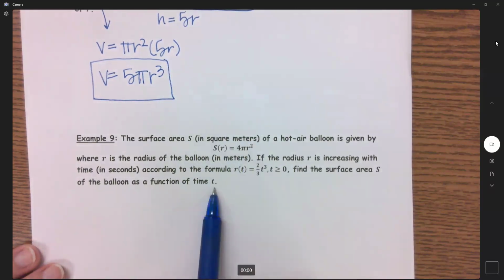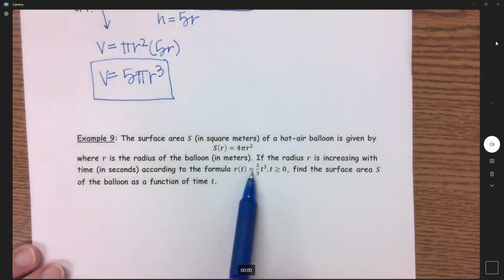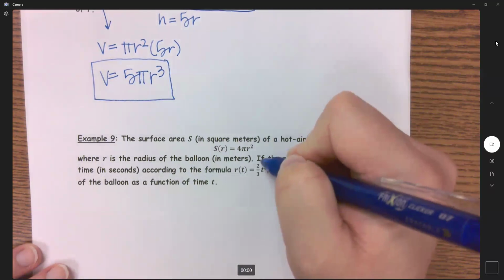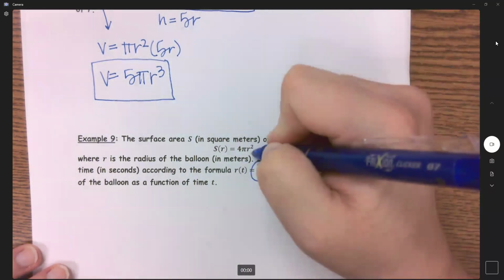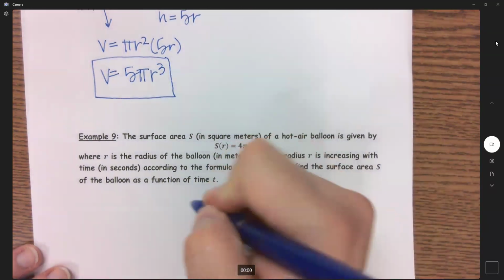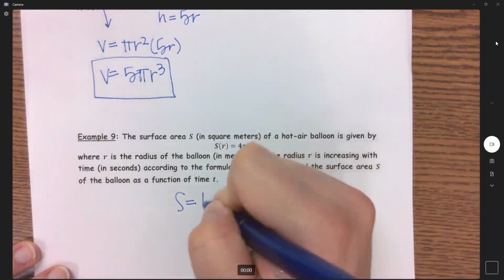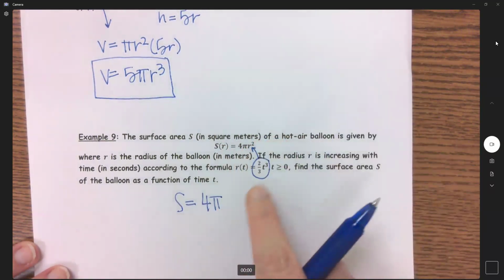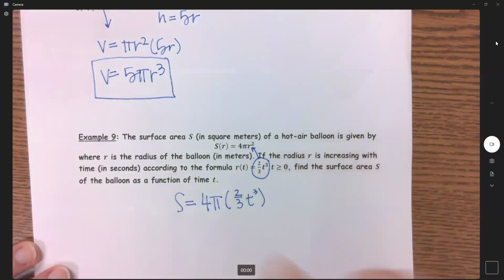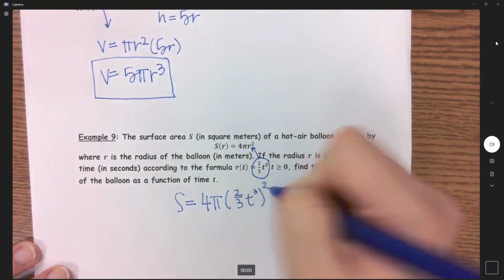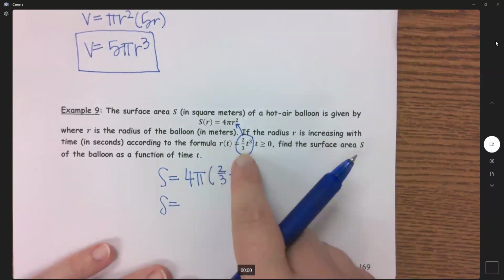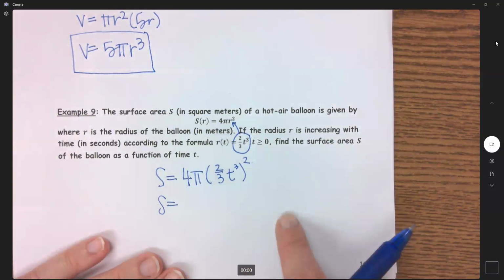So if we want this as a function of time, and we're told that radius is 2/3 t cubed, I am going to substitute what r equals into r here. So now I have S equals 4 pi times 2/3 t cubed, and this r right here is squared. So again, you can see we have substituted a function into a function to now get a new function.